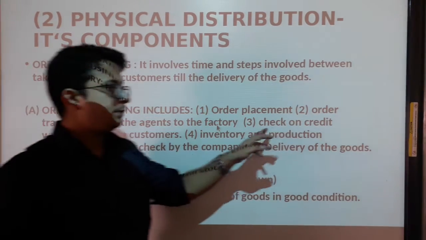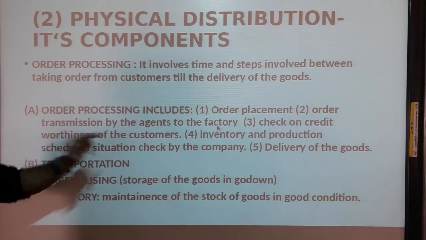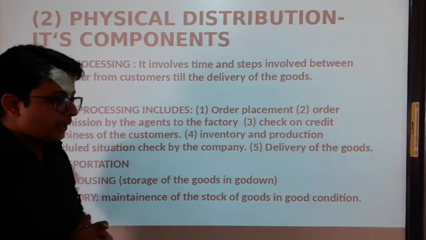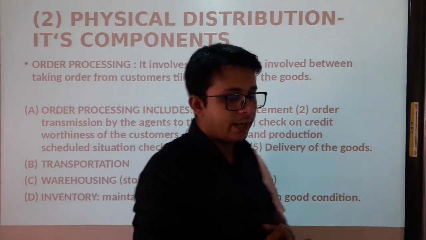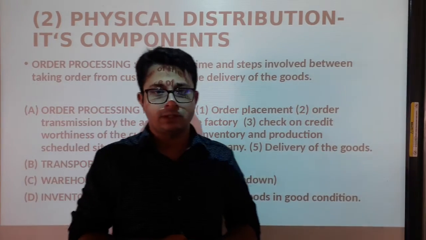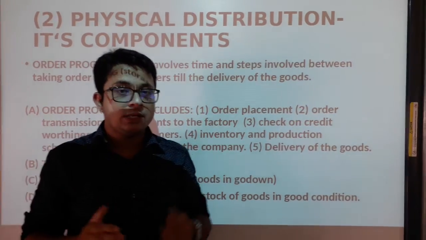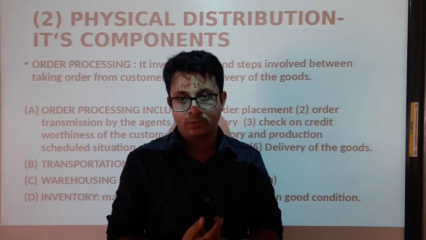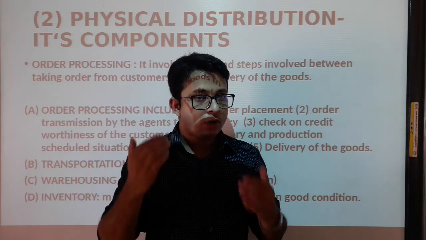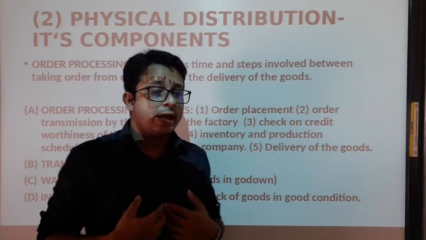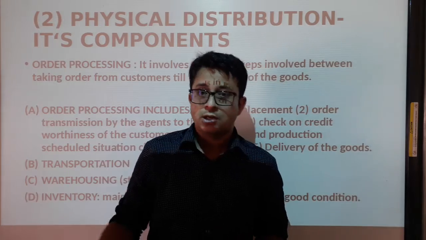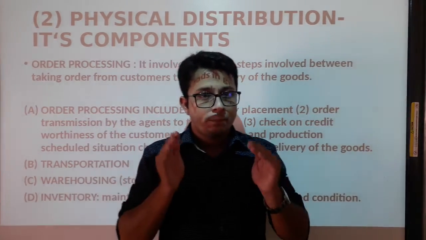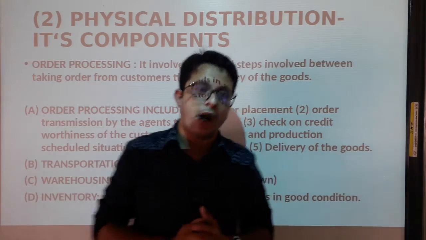Next, the third step is the check on the credit worthiness of the customer. Here we have our suppliers and our regular customers. Sometimes we need to sell them goods in bulk, and every time it is not possible for our customers to repay the amount of money at a single time. That is why payment is done in installments or in parts.